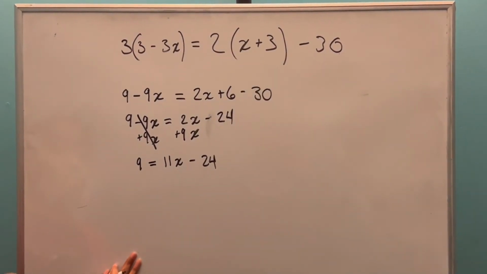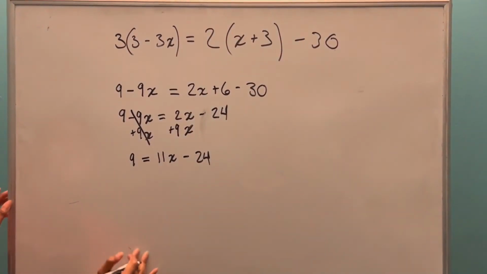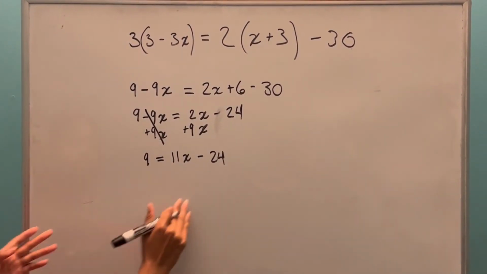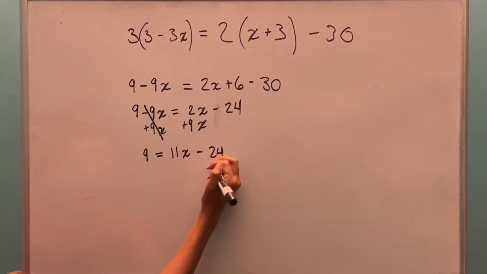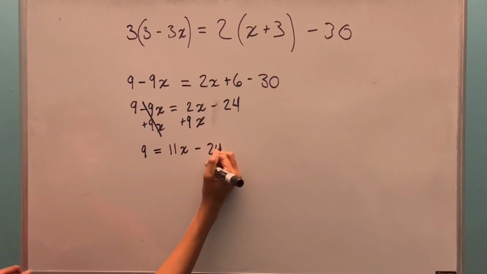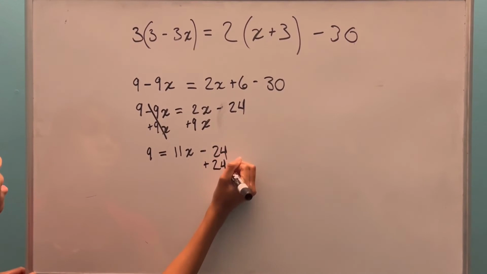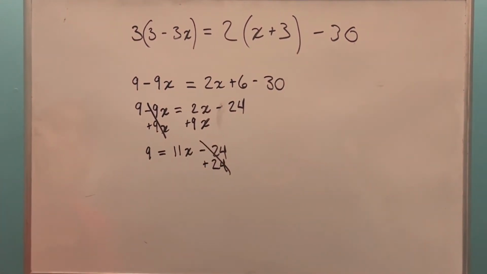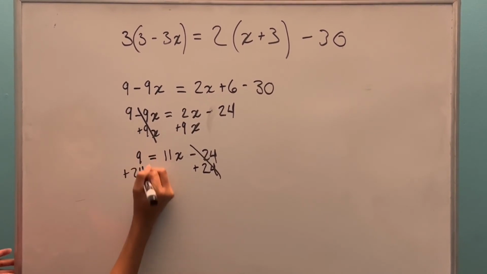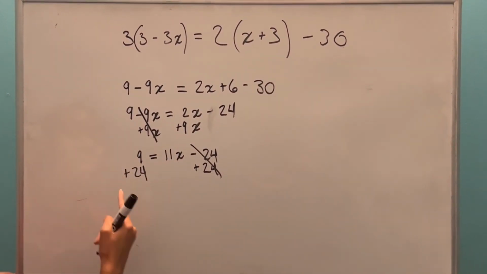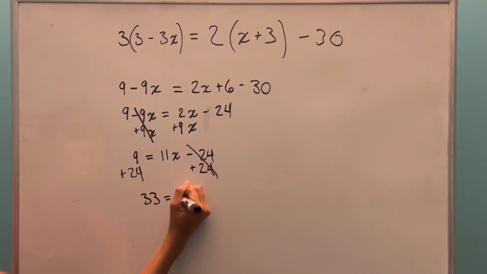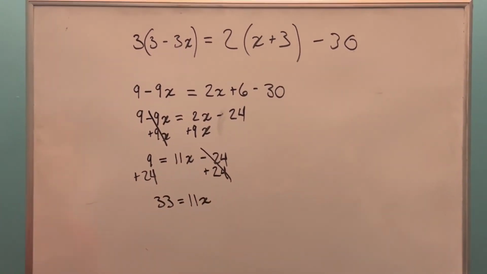This time, there's nothing else that we can do on this side, so we have to work with this side. We're going to add 24 because this is a negative 24, and we have to cancel it out. Adding 24 brings it to 0. To balance the equation, we do it on the left side too. So 9 plus 24 is 33, and then we bring down our 11x.